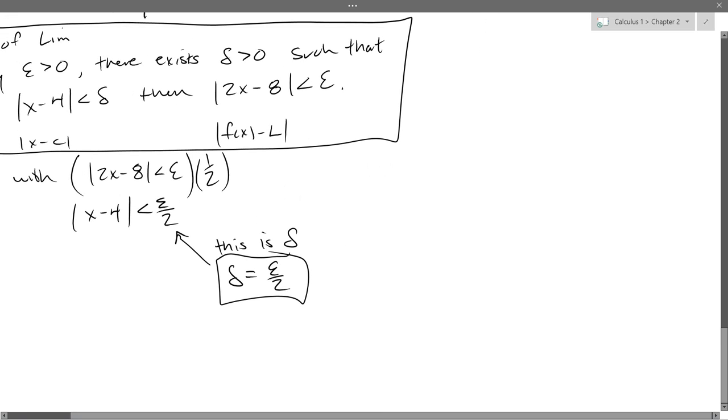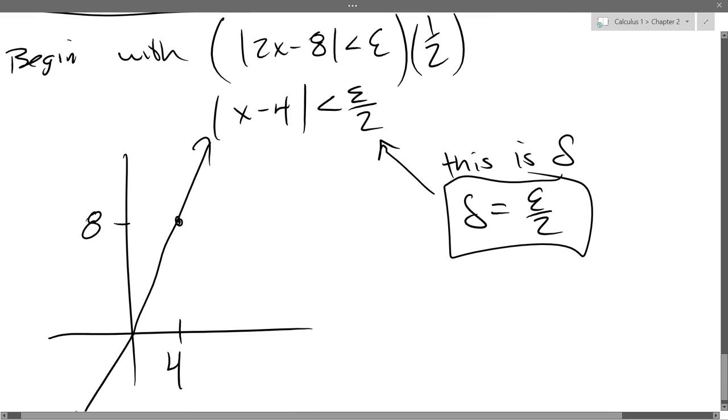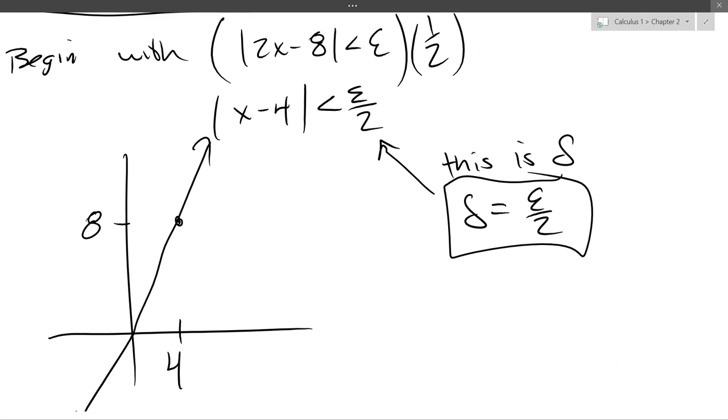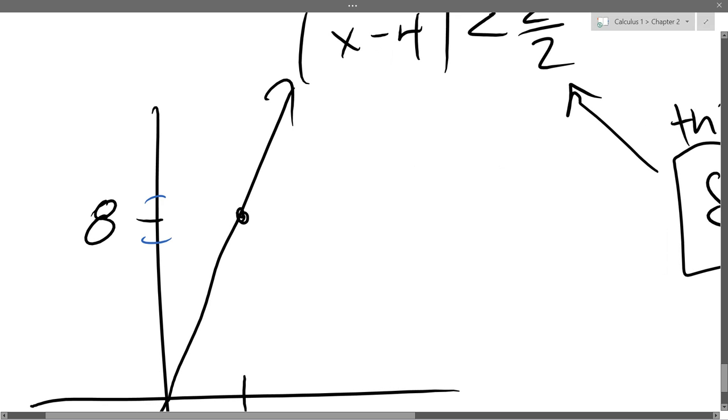So how does this relate to the graph to get some more intuition? 2x, easy function to graph. And we want an x value of 4 and 8. Now, the problem is I didn't tell you what delta is. So I can write up a delta, but it's going to be a little misleading because it needs to be any number, not just the one that looks like I write down. So I'm picking an epsilon. All we had to do was look over here and figure out where that made us land.